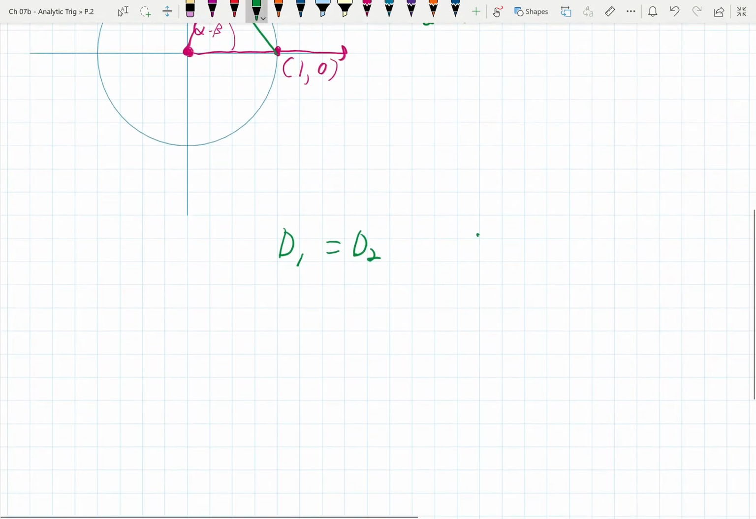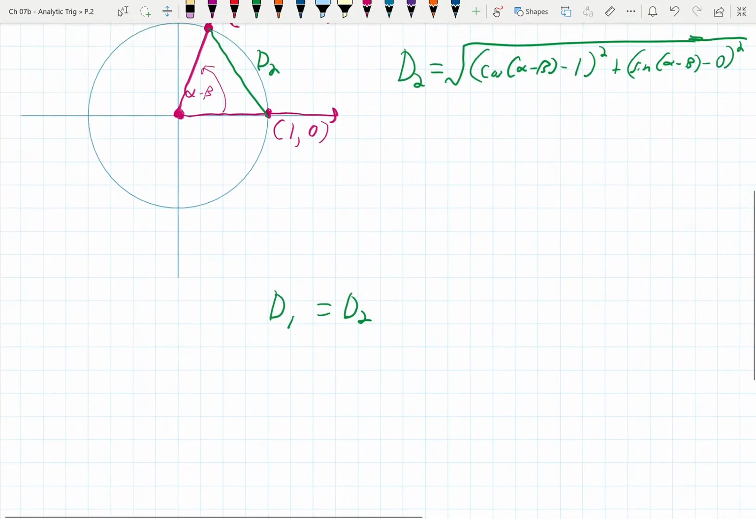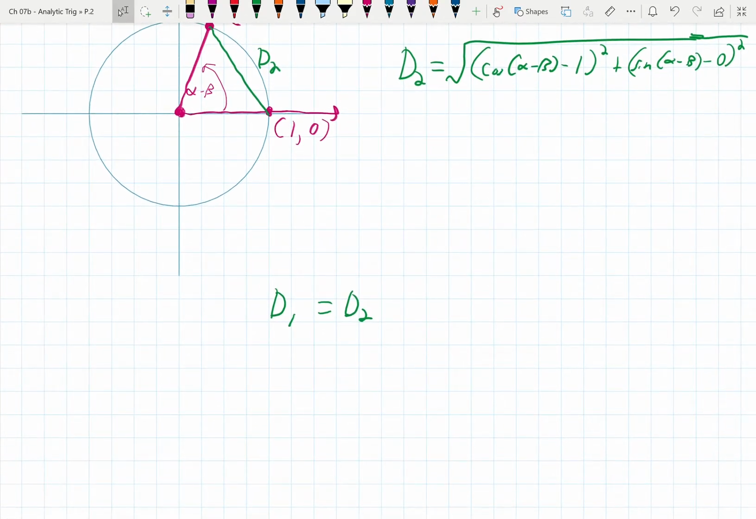So now we just begin the algebra of this, which is sort of the burdensome part. I'm going to start by doing something simple. If d1 is equal to d2 and they're both big radicals, can't we just square both sides and drop the radicals? This is not proving an identity. This is deriving a formula.